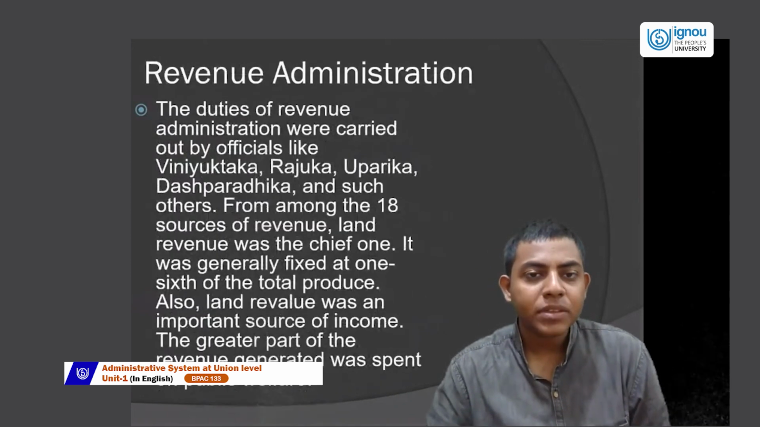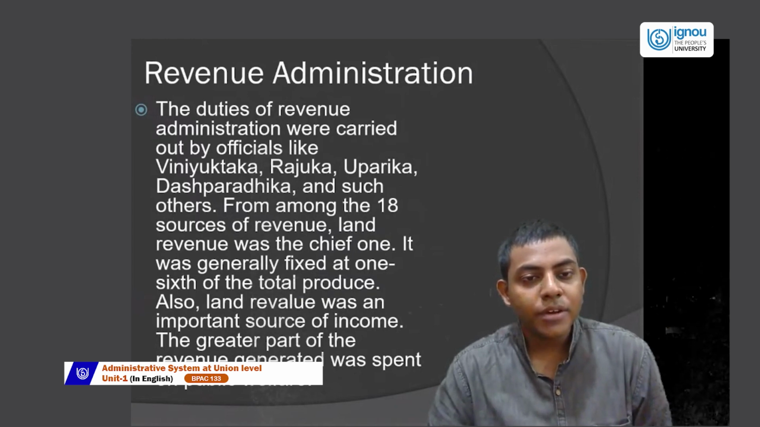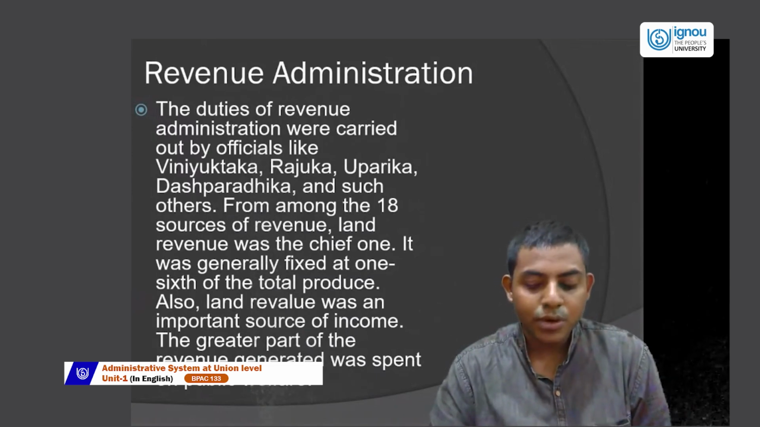Moving on to the revenue administration during the Gupta period, we see that the duties of revenue administration were carried out by officials like Viniyuktaka, Rajuka, Uparika, and Dashparadhika. So these were certain officials who carried out revenue administration.